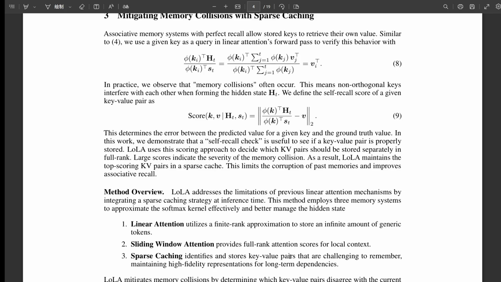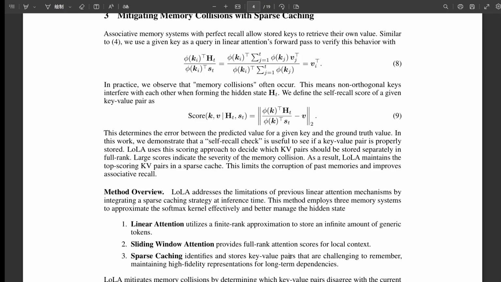Precisely. A high score means there's a big difference. The current hidden state fails to accurately represent or recall that specific key value pair. This is LoLA's signal that this particular memory is difficult to remember within the current linear state. It's likely suffering from a memory collision, or it just doesn't align well with the aggregated summary. That is a really clever way to diagnose the problem spots in that compressed linear memory.